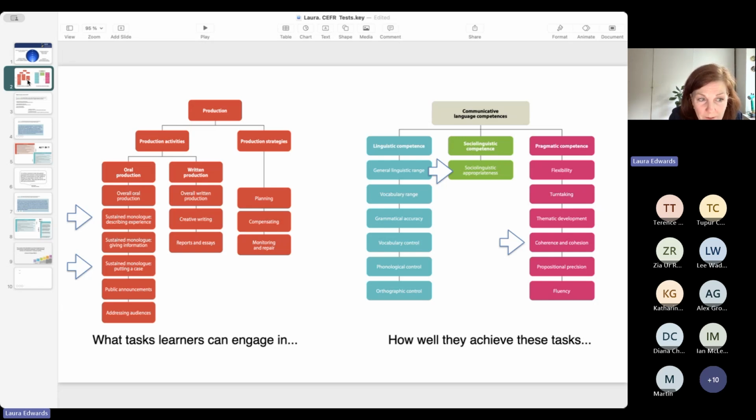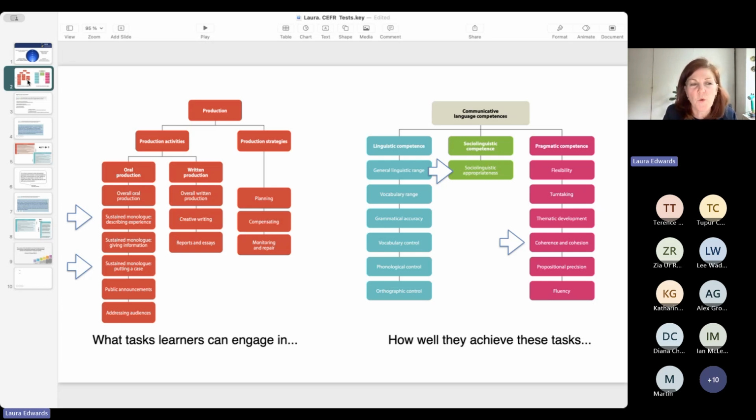Monologue, so the speaking, is broken down into the different types of monologue. So for example, what we're looking at now will be describing experience and putting a case. Now, they require completely different skills. Describing experience may be more informal. If you ask someone to tell you about their last holiday or something that happened to them, they may produce different language. They're looking back. Putting forward a case asks them to justify something, to explain, and they may be more formal in their language here.